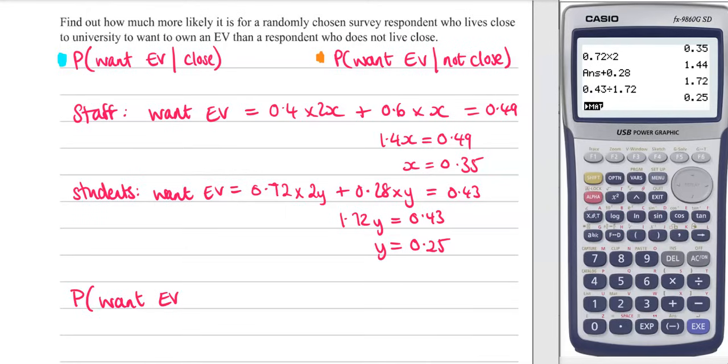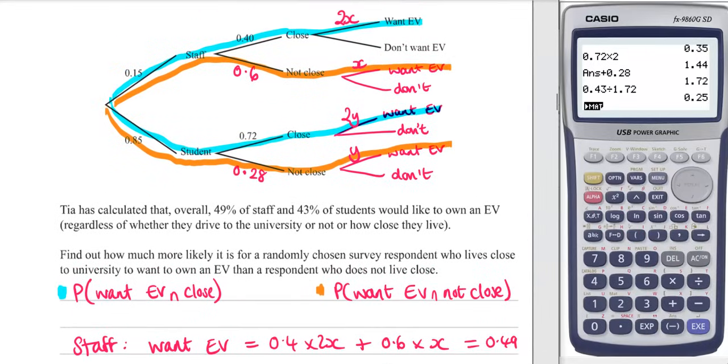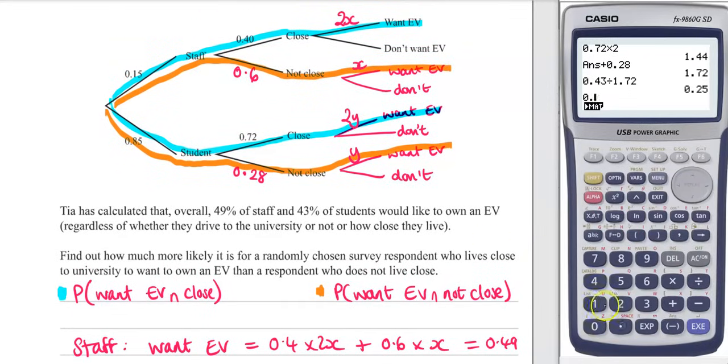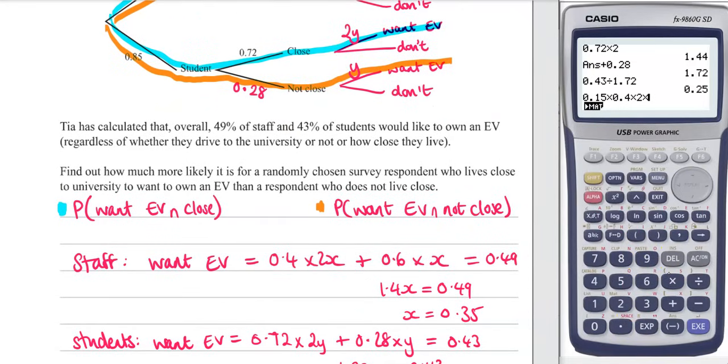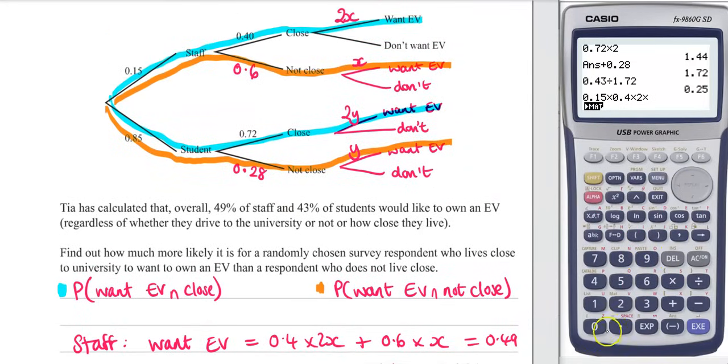to work out the probability they want an EV for the ones that are living close. Actually, I should have done that as this symbol instead of the line. So that's going to be staff want an EV living close and students want an EV living close. So if we go to the staff line, it's 0.15 times 0.4 times, now the 2x is going to be 2 times, the x was 0.35.